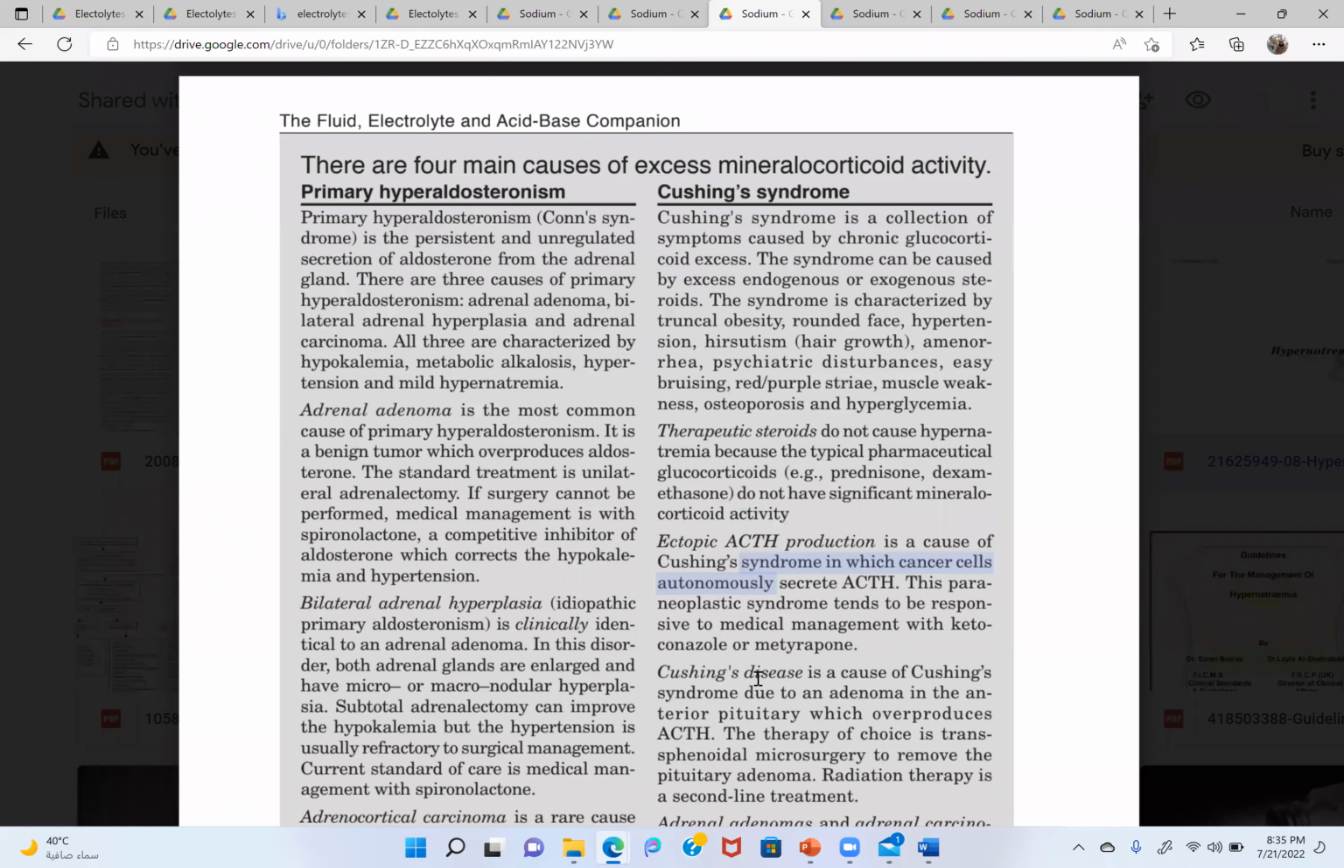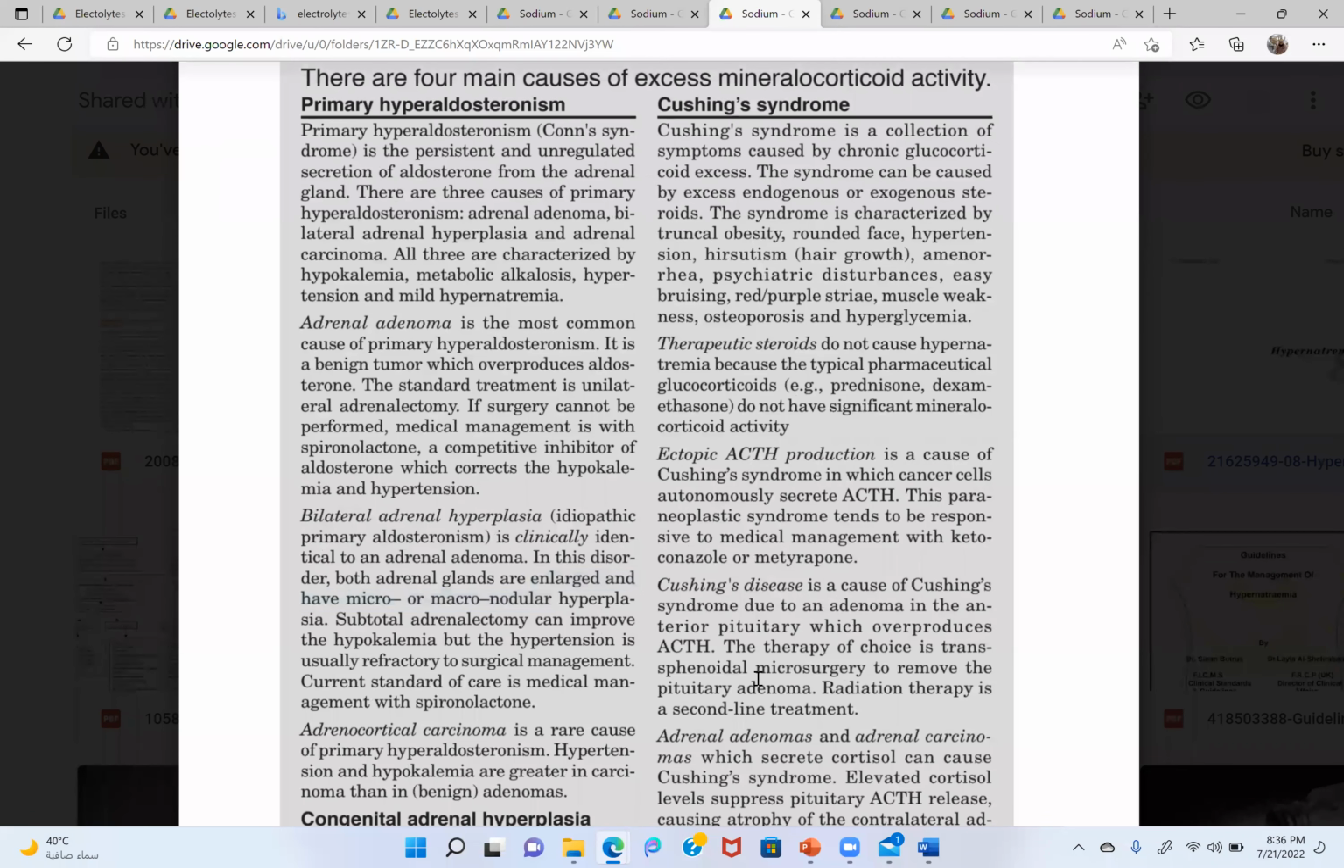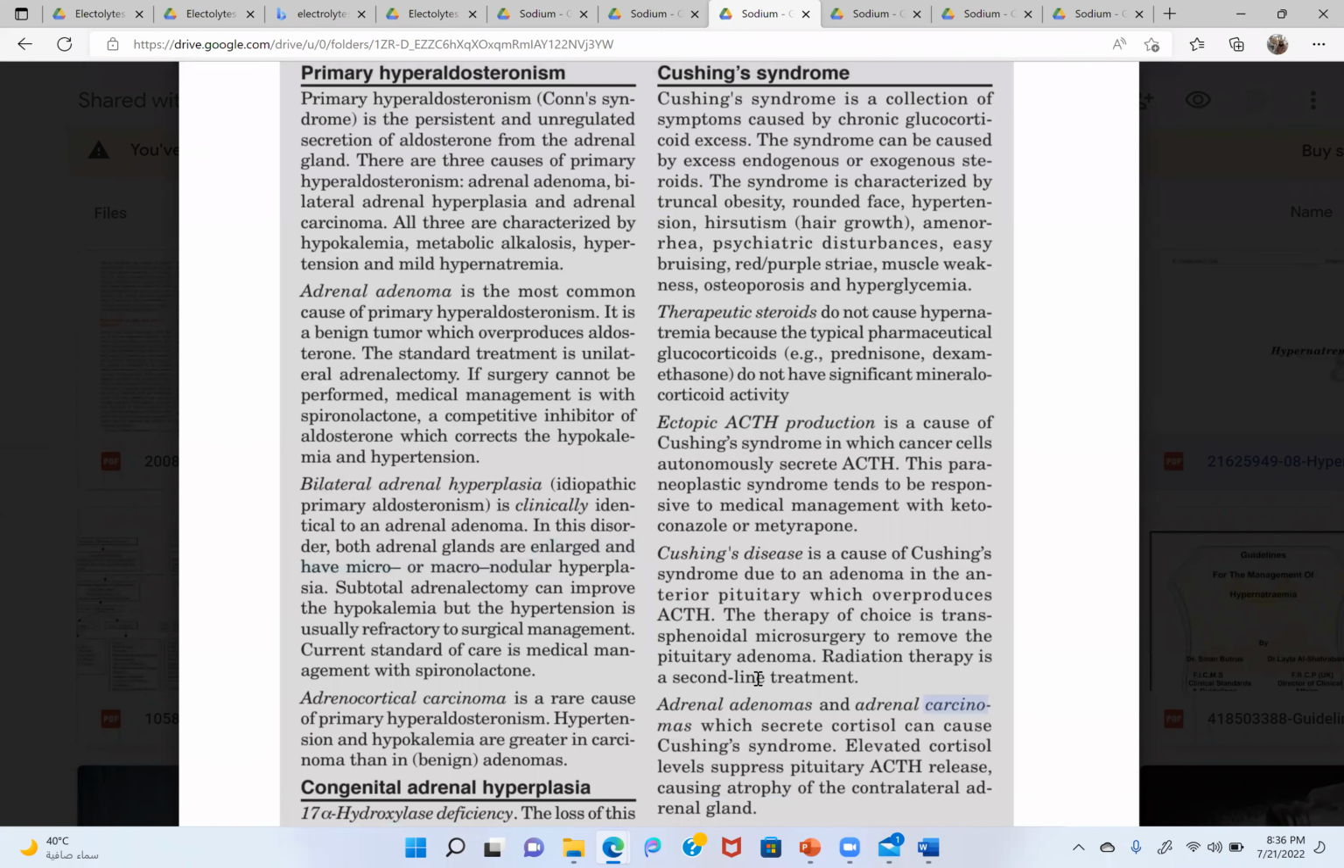Okay, so they have explained about primary hyperaldosteronism and Cushing's syndrome. Primary hyperaldosteronism, how will it occur? Due to some tumor: adrenal adenoma, adrenal hyperplasia, or adrenal carcinoma. Then it is benign or just increased activity. You can read from it, but the basic concept is the same.